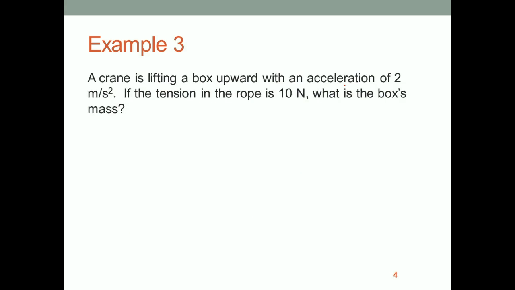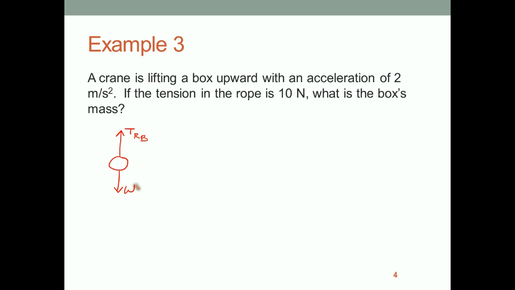Okay, example 3. We have a crane lifting a box upward with an acceleration of 2 meters per second squared. We're told that there's a tension of 10 newtons in the rope, and we want to know the box's mass. So here is my box. We have a tension between, say, a rope and the box.